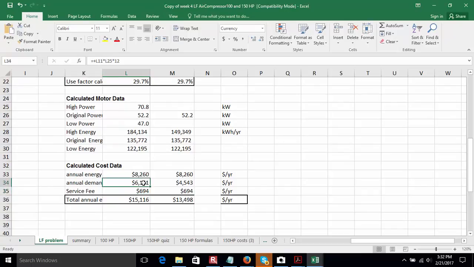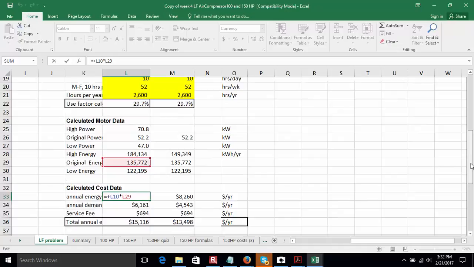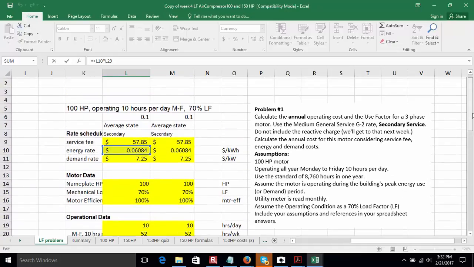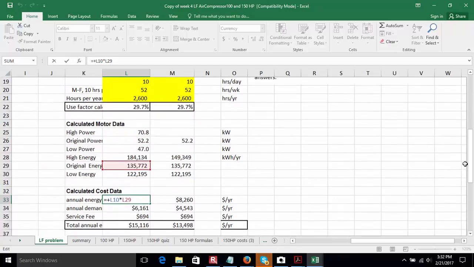There are a couple different demands. We'll get into what that is. Let's go back and look at the annual energy. We'll just work our way backwards in this. So energy from here, we're looking at what we're calling the original energy times L10, and L10 is just the energy rate. So somewhere here we've calculated what we're just going to call original energy, and that is at 135,772 kilowatt hours per year.